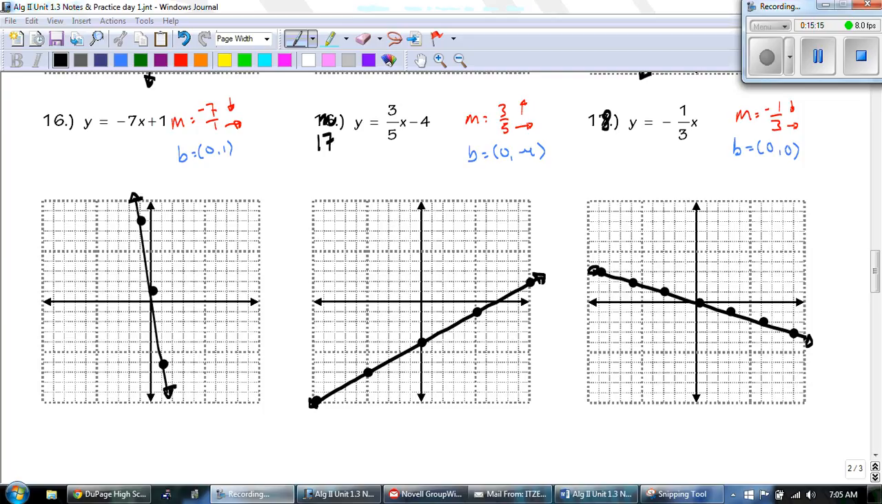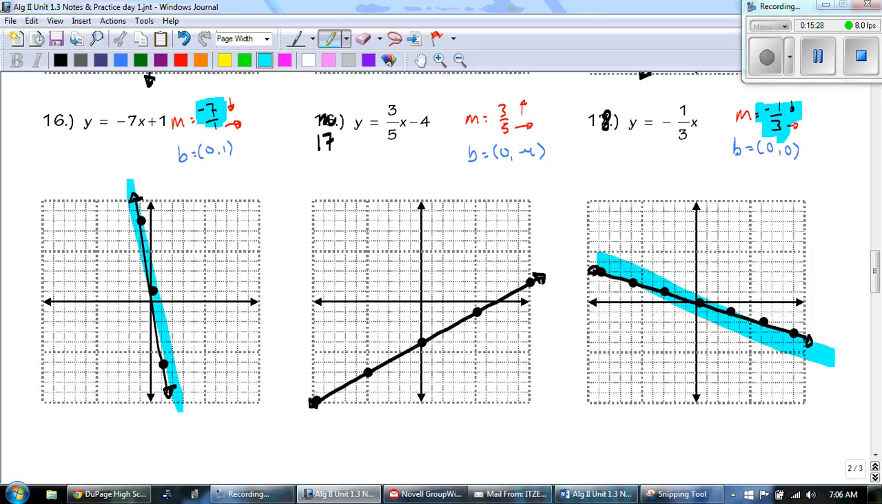Now, if you have any questions or need extra help, please see Ms. Carranza or myself. We would love to help you out. Just remember, when it's a negative slope, your graph needs to be falling from left to right. And when it's a positive slope, it should be rising.